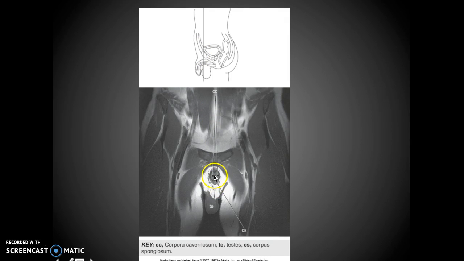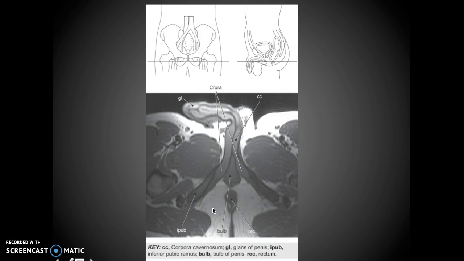Looking here, the corpora cavernosa with the corpus spongiosum and the testes hanging down. So here is your crura on either side with your corpus cavernosum, the glans penis. So we have back here is your ischial, inferior, what the heck are they calling this? Inferior pubic ramus, and then the rectum here. So this is the bulb of the penis.